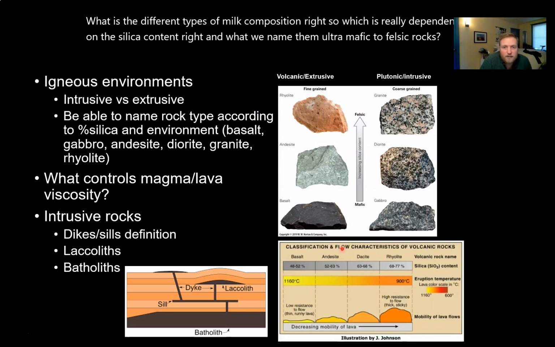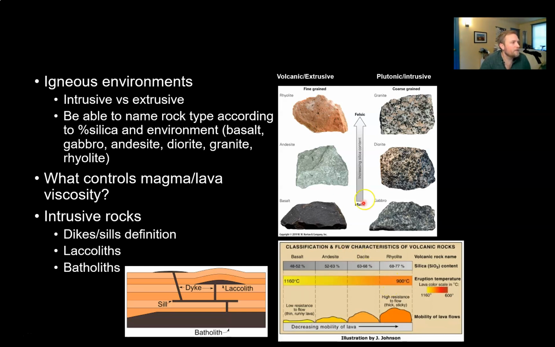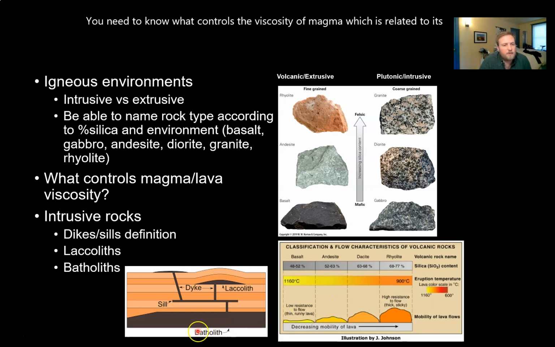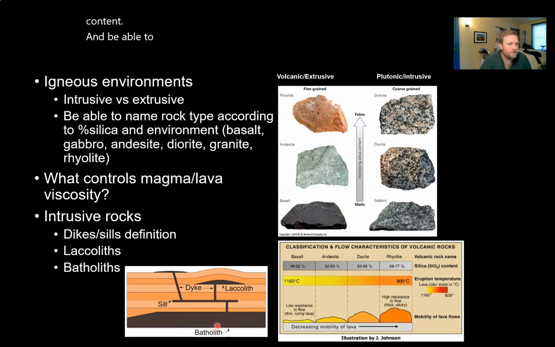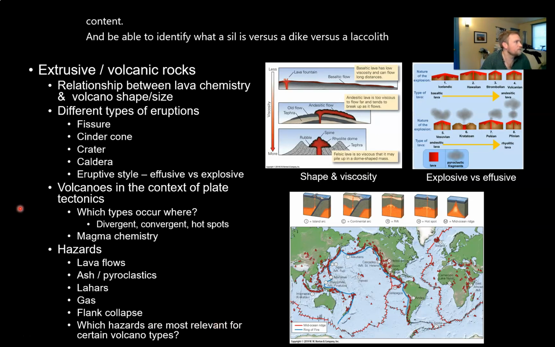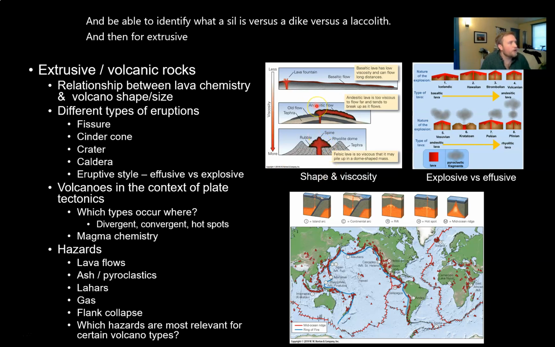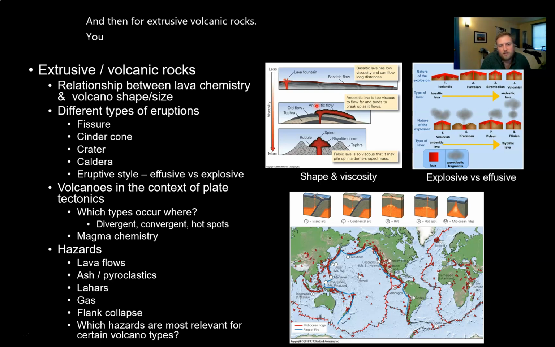And then you need to know about igneous environments, right? Intrusive, which are plutonic rocks, and extrusive, which are volcanic rocks. You need to be able to name the different rock types, from low silica to high silica. You need to know what controls the viscosity of magma, which is related to its silica content, and be able to identify what a sill is versus a dike versus a laccolith. And then for extrusive volcanic rocks, you should know what relates the shape of a volcano to its magma chemistry, which of course is silica.